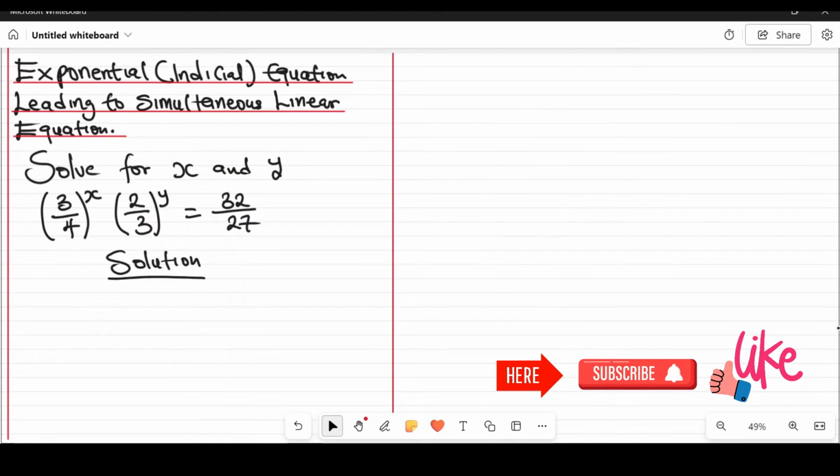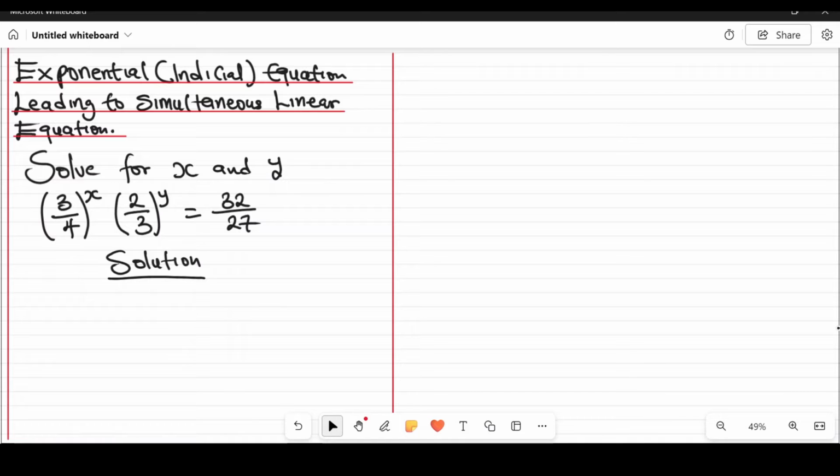Now, to be able to solve this equation, let's express every term in the power of their base. So we have that this will be equal to 3 raised to the power of x divided by 2 raised to the power of 2x, times 2 raised to the power of y divided by 3 raised to the power of y, equal to 2 raised to the power of 5 divided by 3 raised to the power of 3. Now we have been able to express our equation in the power of their base.